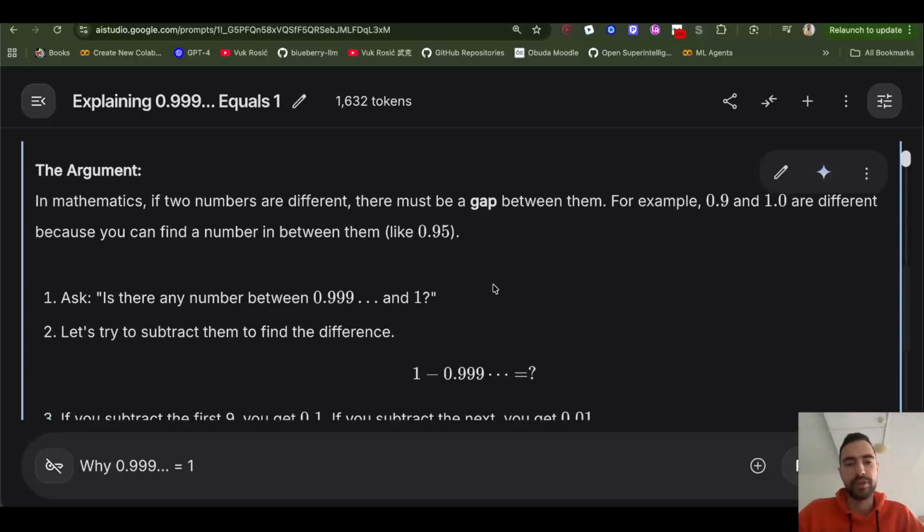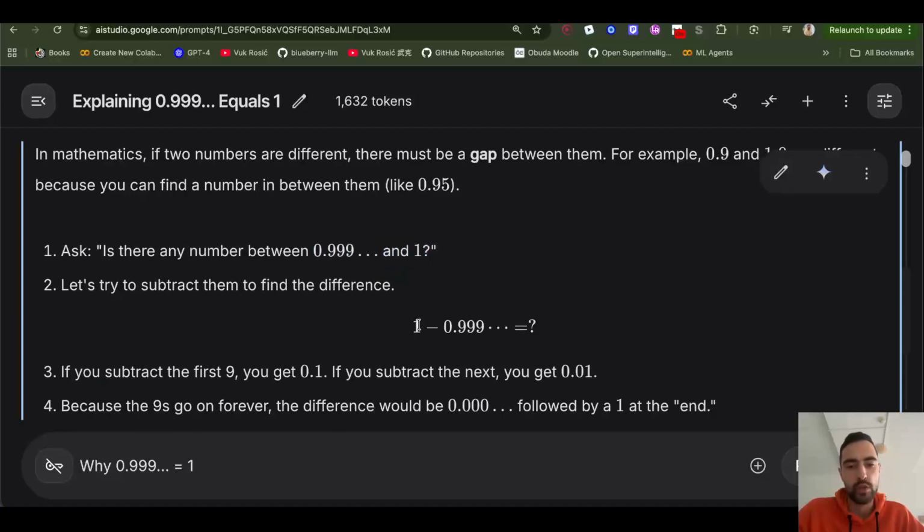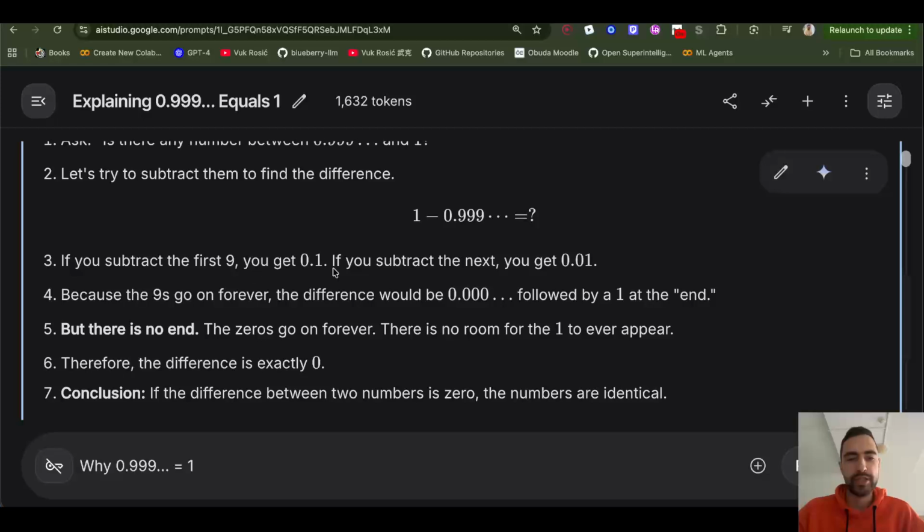Let's see the third proof. Let's ask, is there any number between 0.999, etc. and 1? So we're going to subtract 0.999 from 1 to see what this is equal to. And here we will use a bit of logic. If you subtract 0.9 from 1, the result is 0.1. If you subtract 0.99 from 1, the result is 0.01. And so the more 9's you add, the more this 1 at the end gets pushed further.